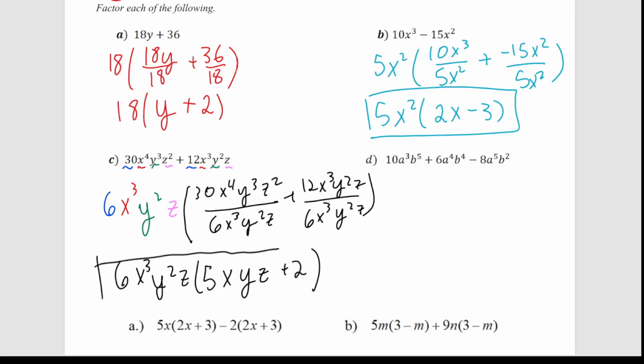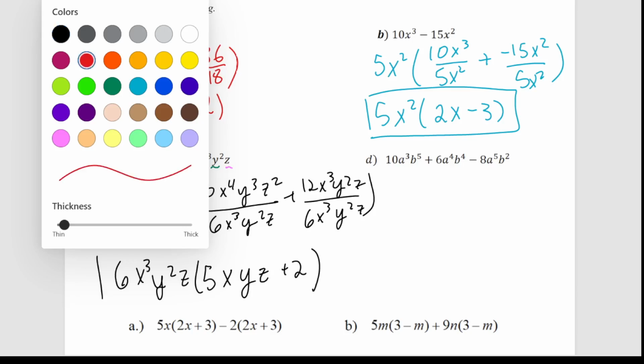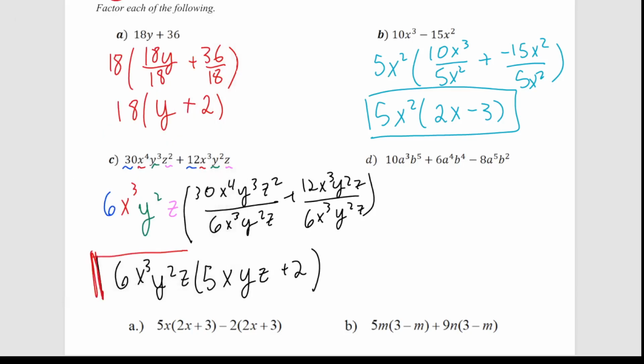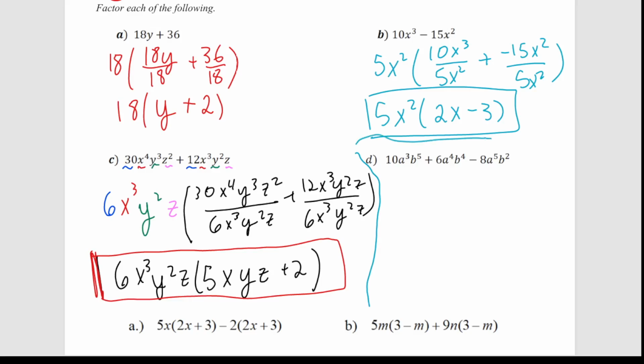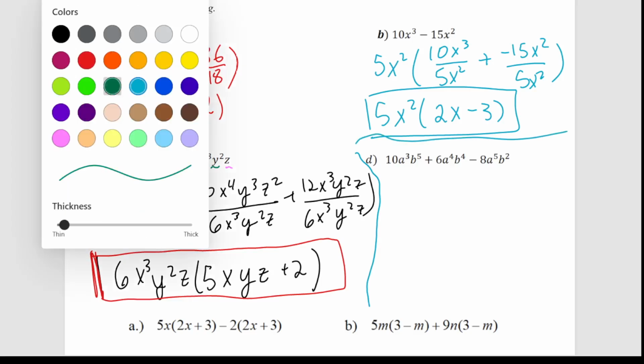So this is our final answer. And I know I did it right because the greatest common factor between 5xyz and 2 is just 1. So it is indeed correct. And I'm actually going to make that box in a different color just for clarity. There. Okay, let's go ahead and take a look at another one here.